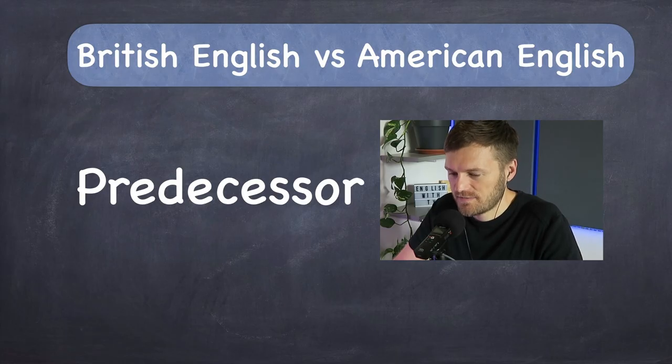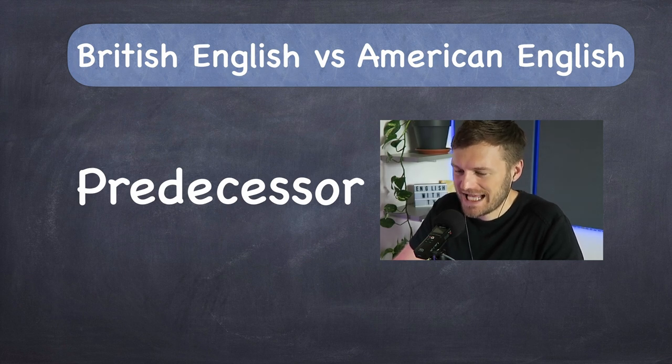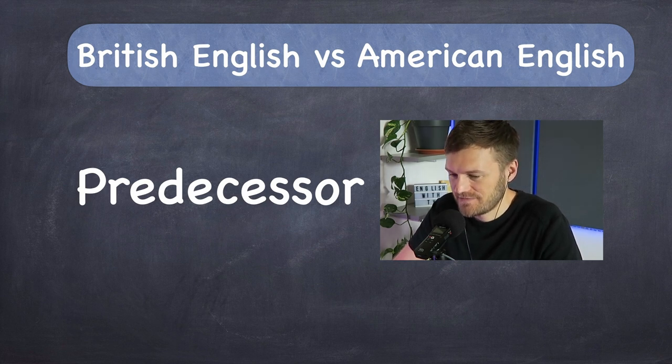The next word is spelled P-R-E-D-E-C-E-S-S-O-R. And in British English, once again, it would be pronounced predecessor. Predecessor, as opposed to the American way, which would be predecessor. So the E at the beginning is pronounced like an E in British English, predecessor. Again, not everyone does that. Some people say predecessor. But the American way would be more like, you know, predecessor. And in British English, it would be predecessor.